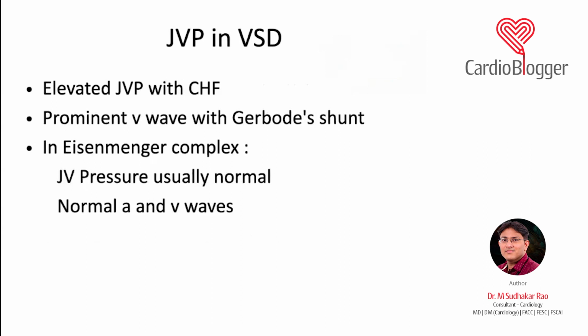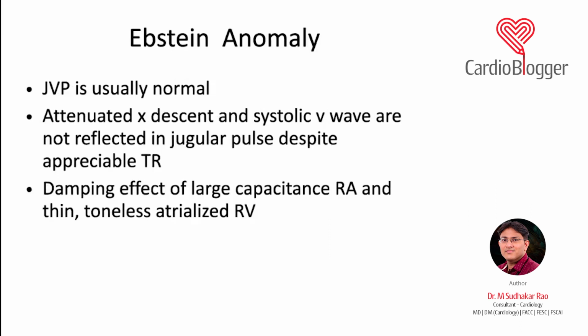What happens in VSD? VSD doesn't usually much affect the JVP. However, you should know in Gerbode's defect, you get a prominent V wave in JVP. But if a VSD patient develops severe PAH and RV failure, you may get prominent V waves. You should also know that most of the congenital heart diseases do not affect the jugular venous pressure.